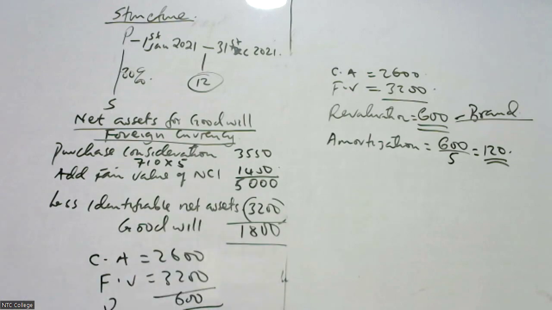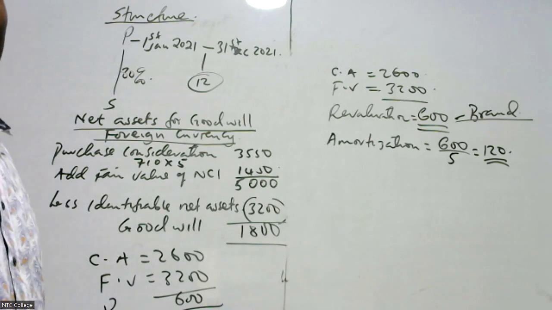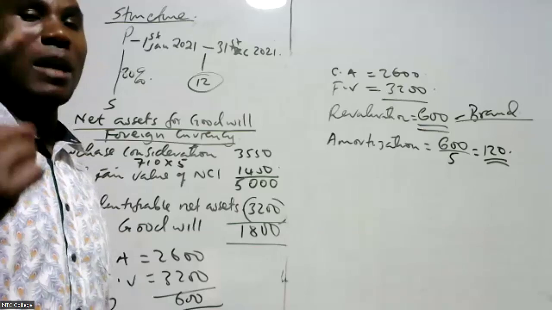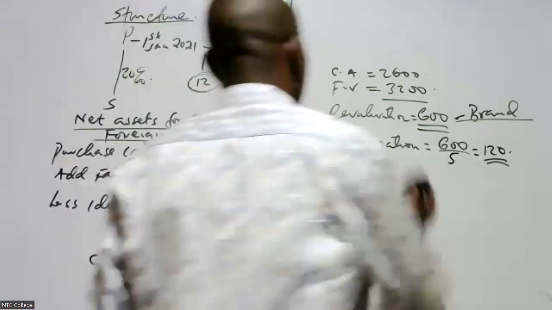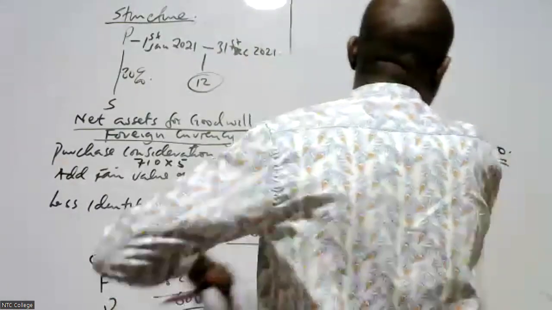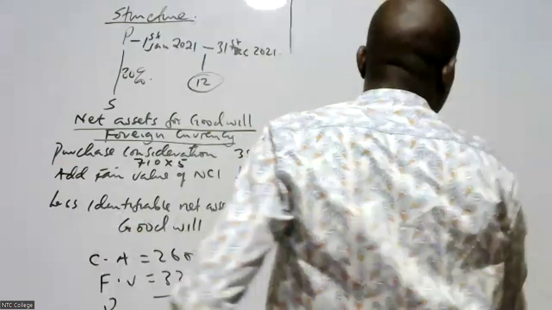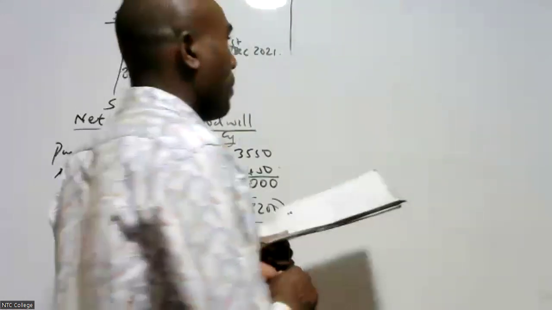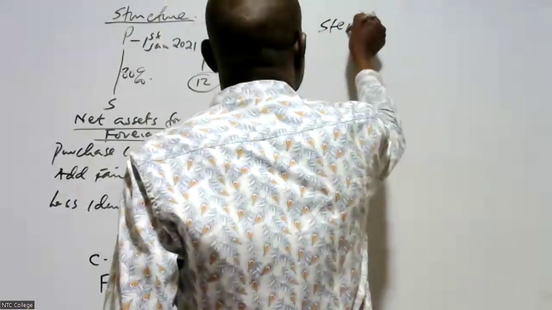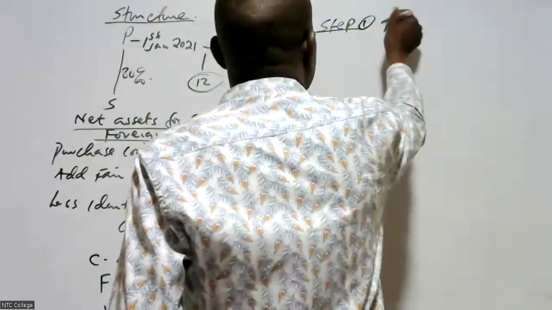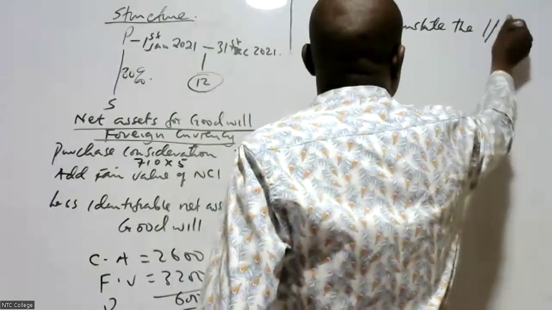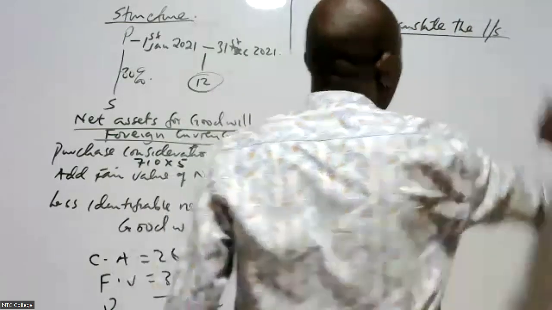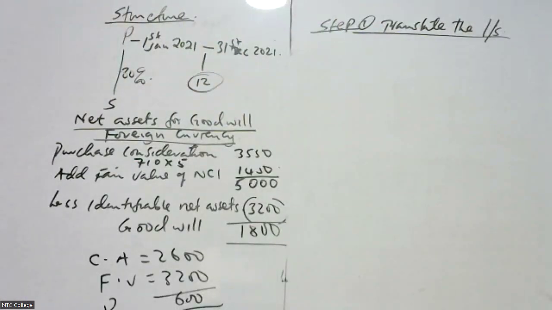What we intend to do now is go to our steps for working on a foreign subsidiary question. We said step number 1: translate the income statement into the local reporting currency. Therefore, let's go to step number 1. Translate what? Translate the income statement into the local reporting currency.